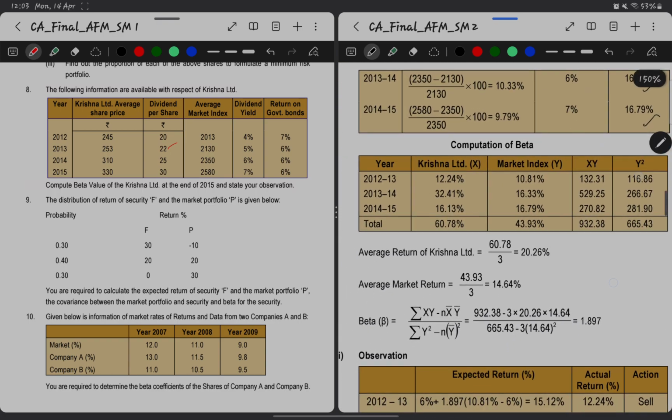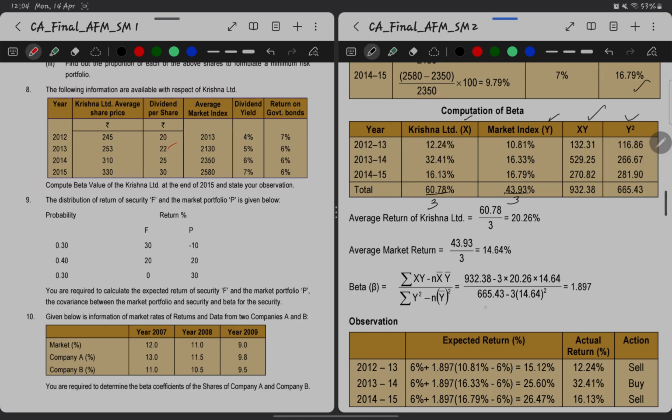Now for calculating beta, we have the returns for Krishna Limited, which is X, and the returns for the market index, which is Y. Then we need XY, then Y square also for the formula. Along with that, we need the expected return, which is nothing but the average. Since a 3-year comparison is made, dividing by 3 will give us the average for the market index and Krishna Limited shares. So substituting this, we are getting a beta of 1.897.